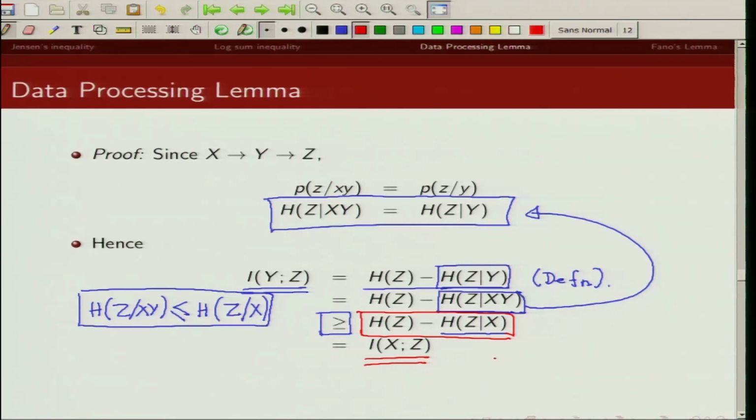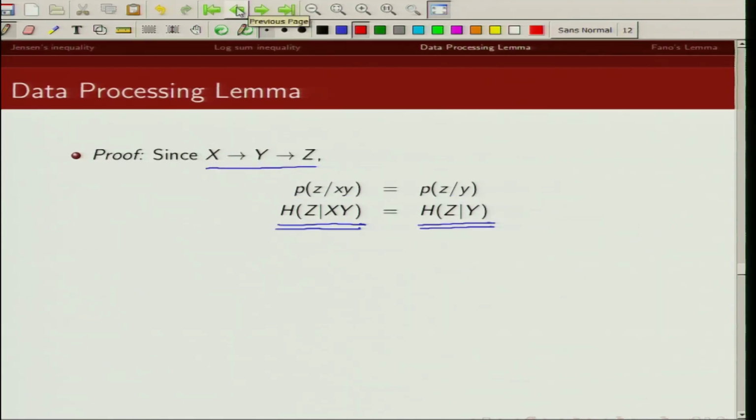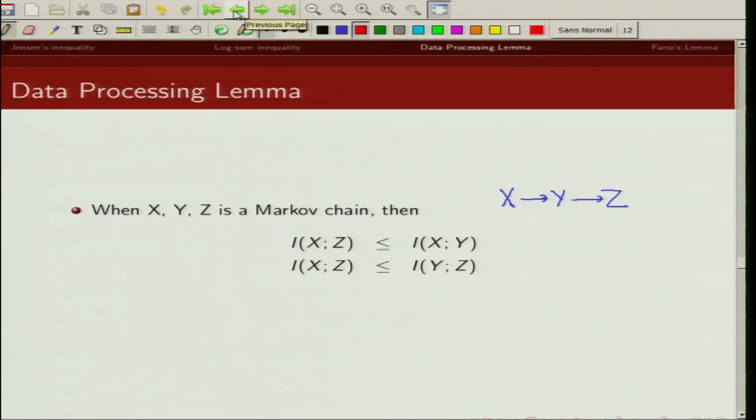So, what I have shown you is that mutual information between x and z is less than or equal to mutual information between y and z, when x, y and z form a Markov chain. So, I have shown you this, I have proved this result. Now, how do I prove this other result?